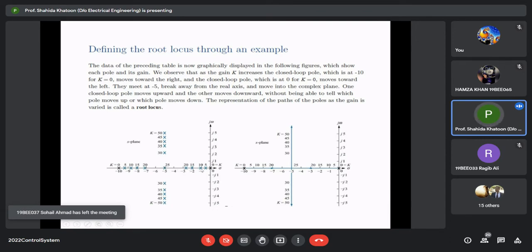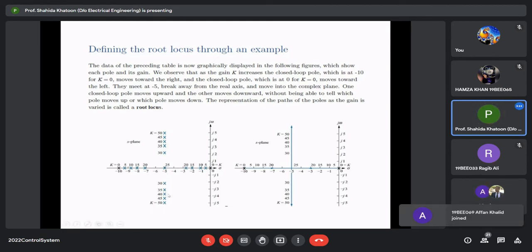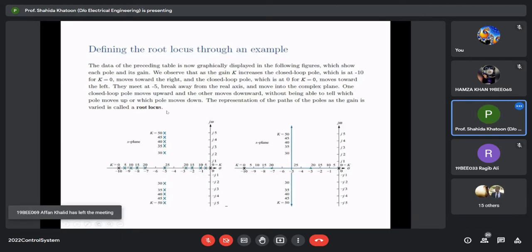They meet, from here they proceed towards this, and from minus 10 at K equal to 0, they proceed towards this, right? So we have two poles at K equal to 0, minus 10 and 0. So we have these two poles. They start from this point and they proceed in the opposite direction and they meet at minus 5. Okay. And break away from the real axis and move into the complex plane like this, in both opposite directions. This branch will move in this direction. This branch will move in this direction.